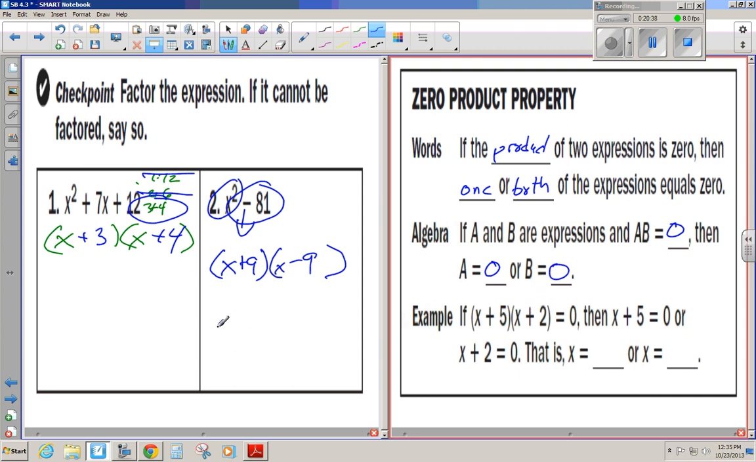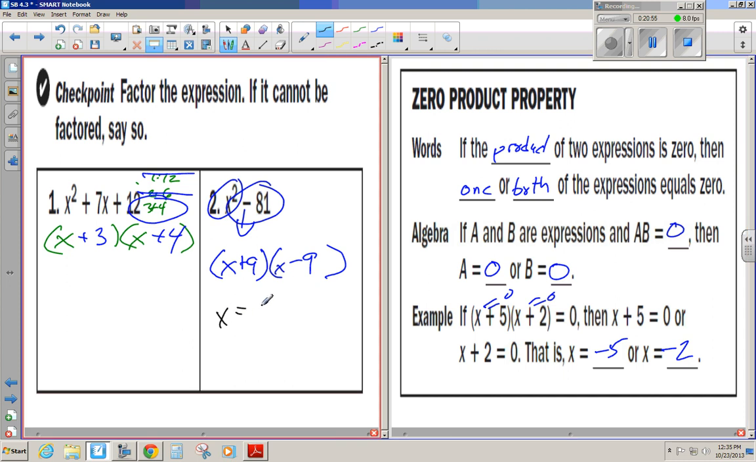Basically, when you have factored form, you think to yourself, what makes this equal to 0? What makes this equal to 0? So then that means x is negative 5 or negative 2. This would be x equals negative 9 or 9. This would be x equals negative 3 or negative 4.